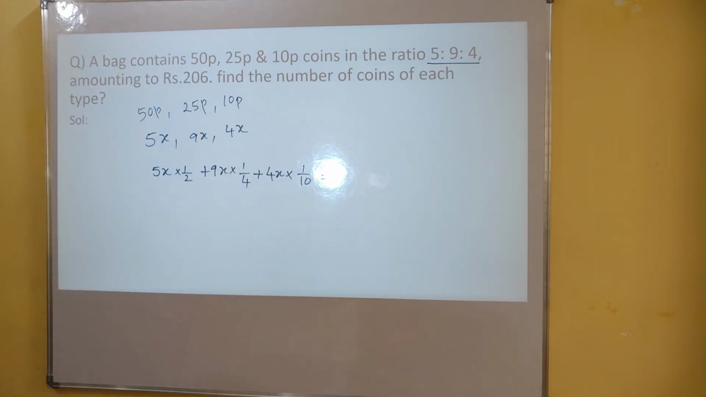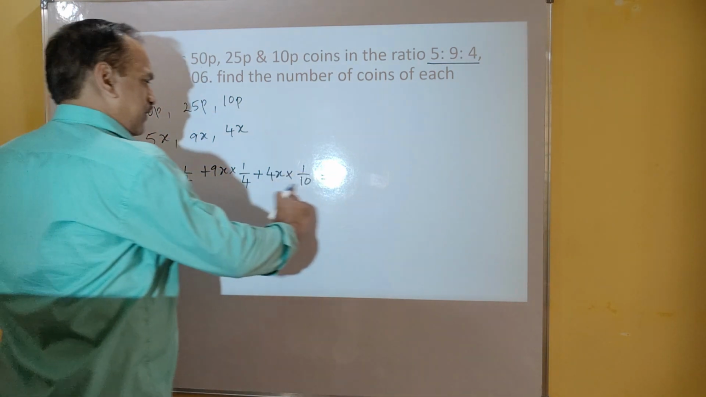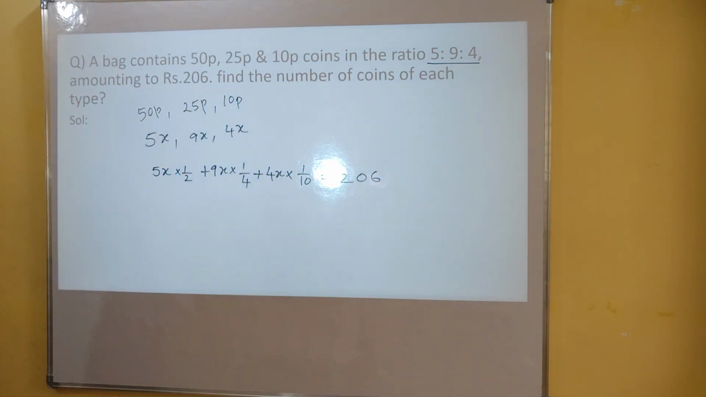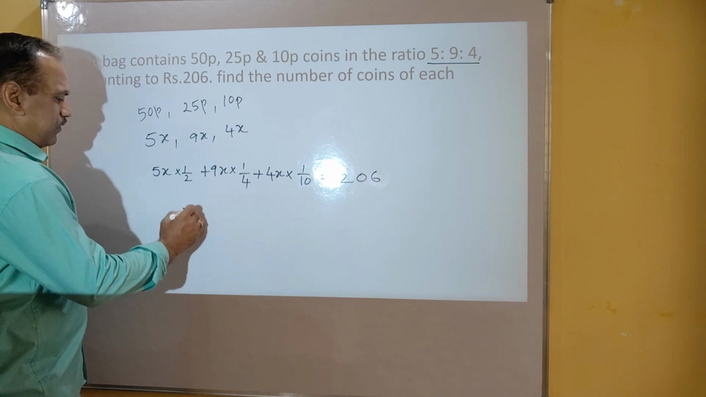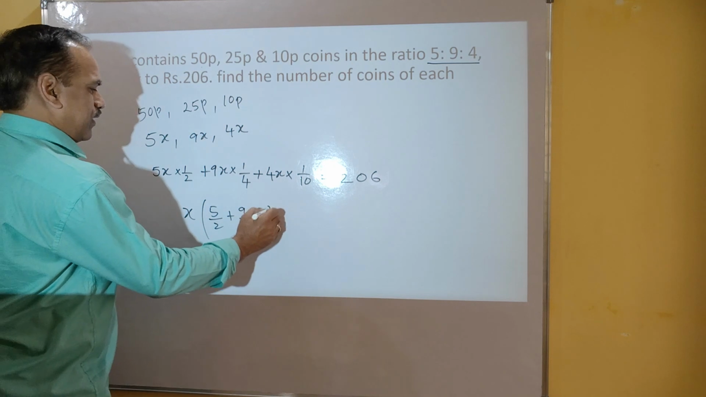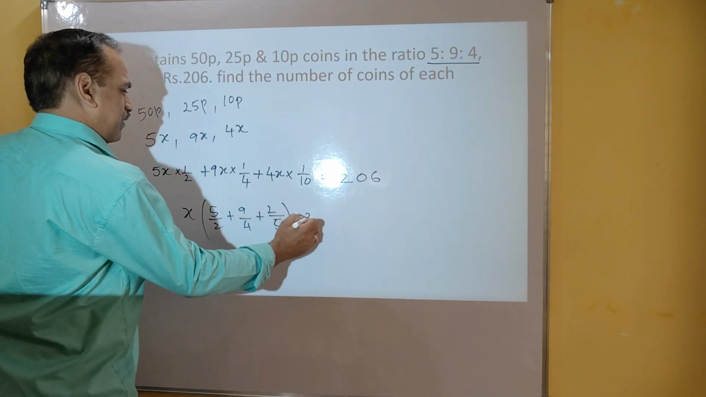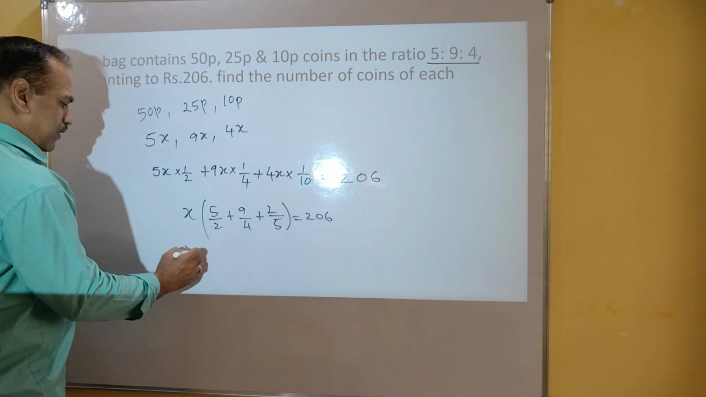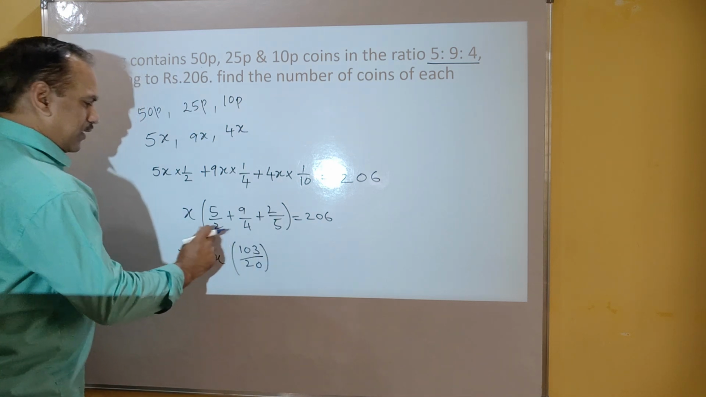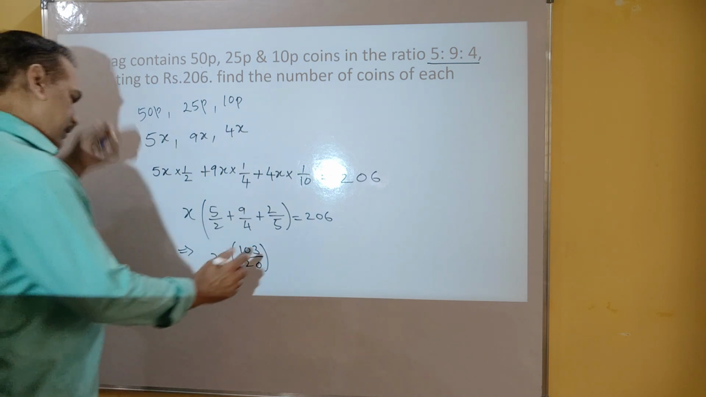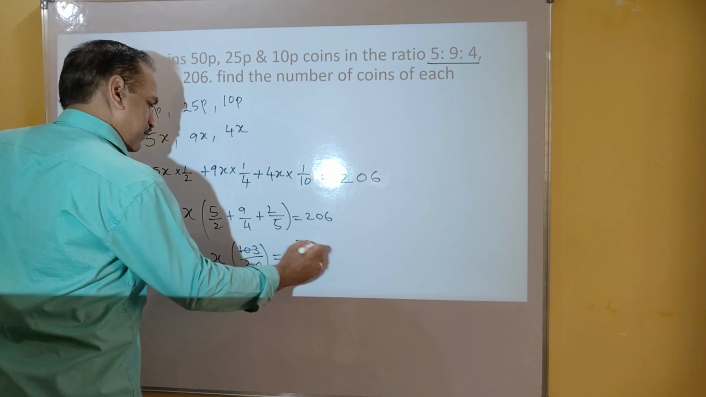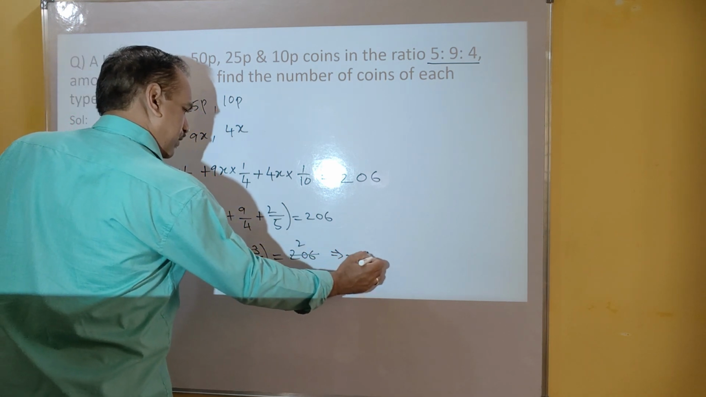So the total value of this must be 206 rupees. That is given as 206 rupees. So you take x common, it is 5 by 2 plus 9 by 4 plus 2 by 5 equal to 206. So if you simplify, you will get 103 by 20. LCM of denominators is 20. It is 206. So x equal to 40.